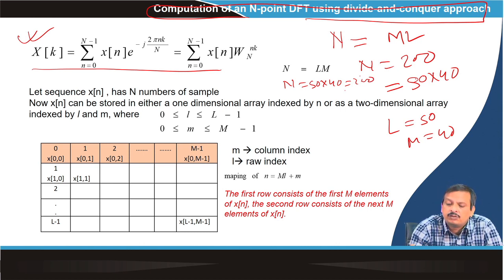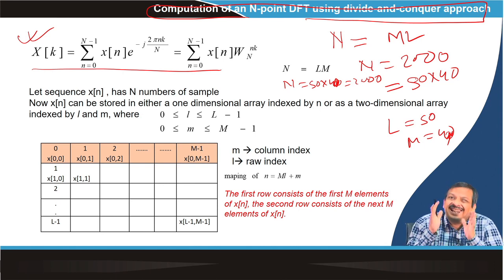Sorry, not 40, 50 into 4. If it is 2000, then I can say 50 into 40, again it is 2000. So the length of the DFT is not a prime number.